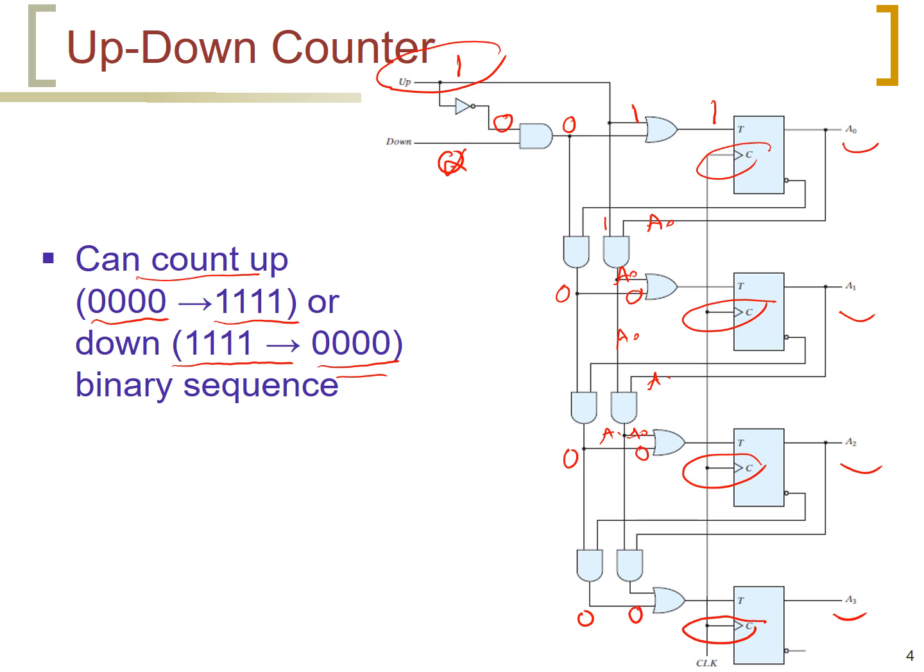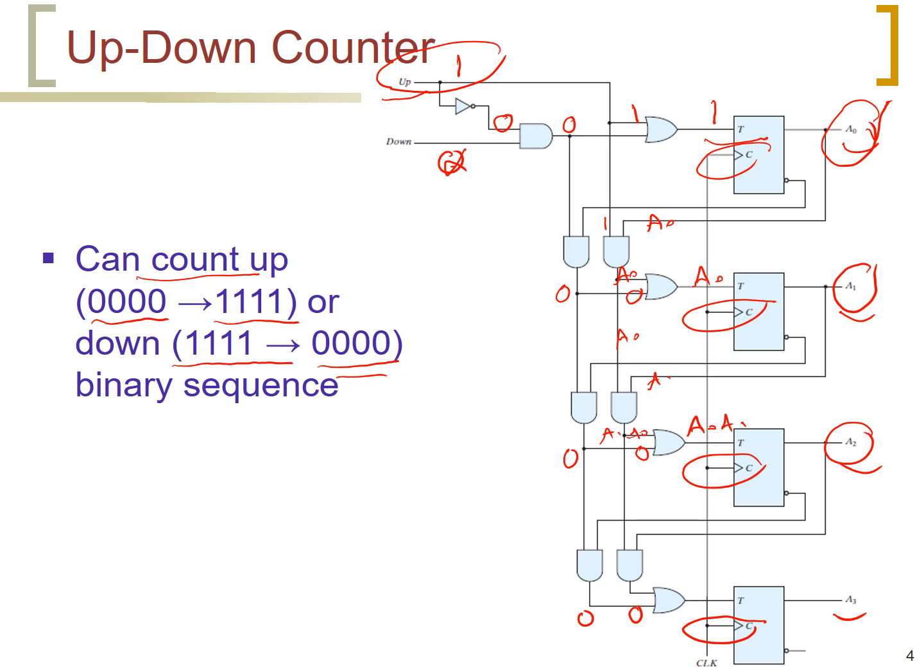So simply, what we mean by this, when up is 1, T will be equal to 1 with the first flip-flop, and this will always complement. This will complement when A0 is 1 and up is 1. So this will be A0. And this will complement when A0 is 1 and A1 is 1, and so forth. So the counter will count up exactly as we have just described for the JK flip-flop.